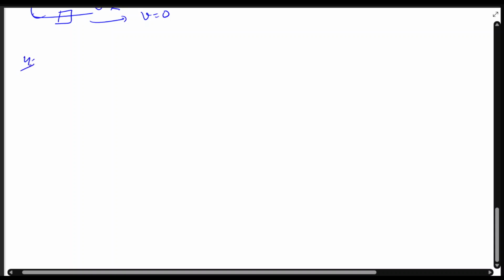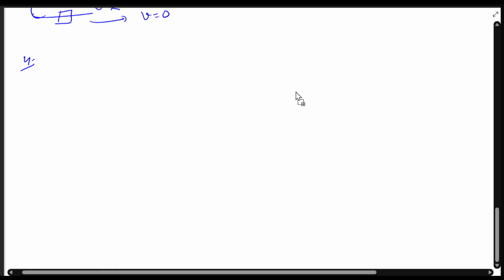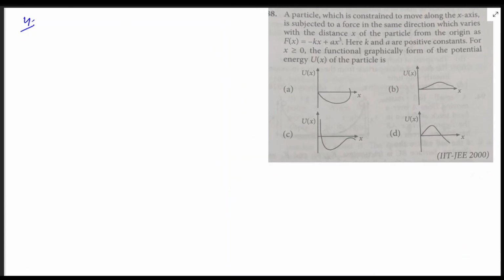Let's move on to our fourth question. Here we have a particle constrained to move along the x-axis, with force in the same direction along x. This is given. So we have force equals minus kx plus ax cube, right?